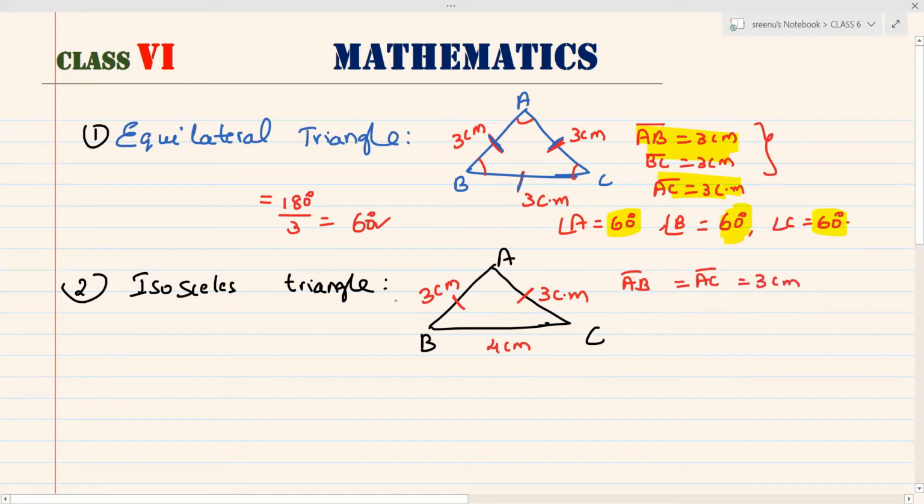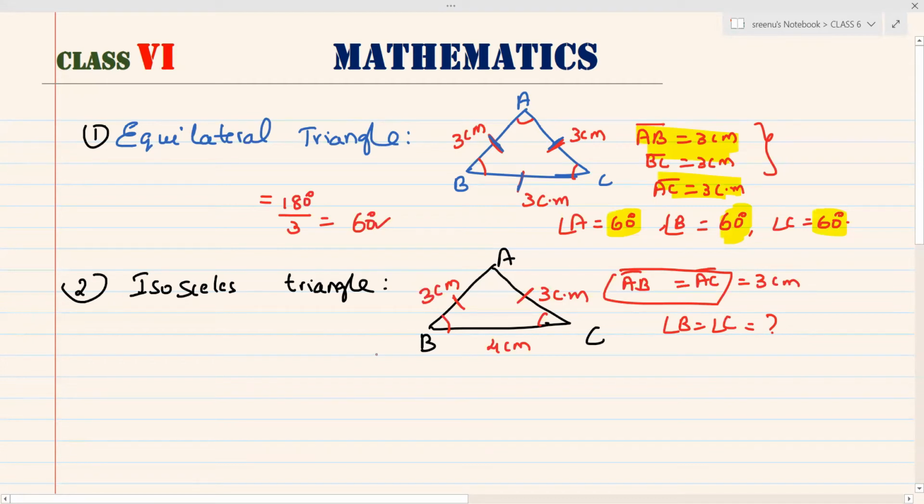So what about the angles? Yes, the angles opposite to the equal sides are equal. Here, when AB and AC are equal, we can say angle B is equal to angle C. It might be anything like 60, 70, 80, 85. You can't say conformly this is the particular angle B and C.